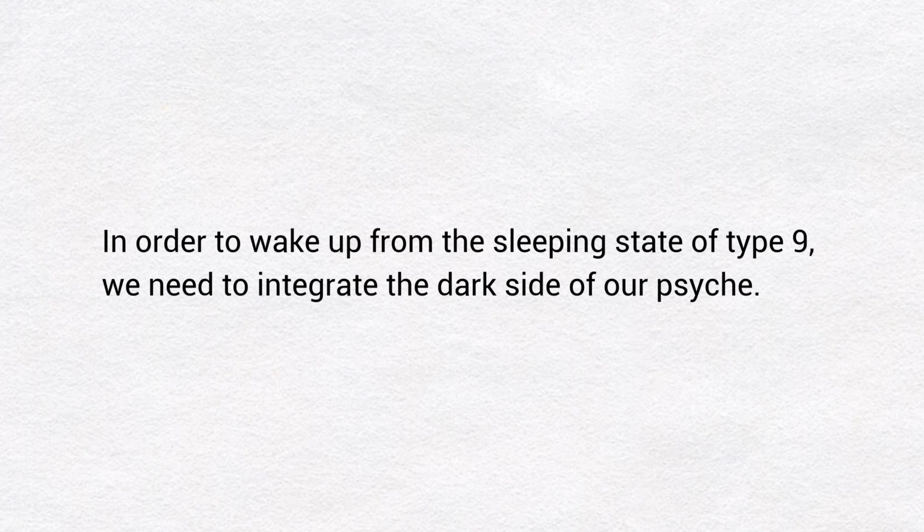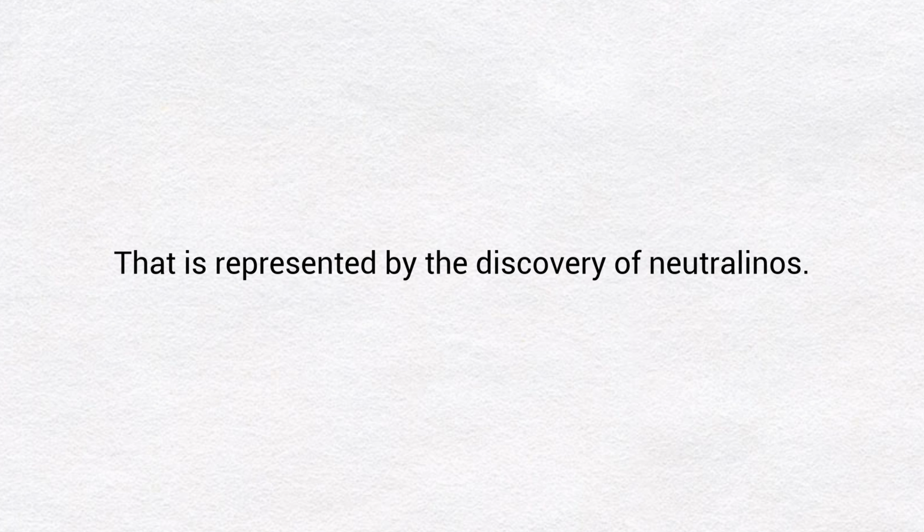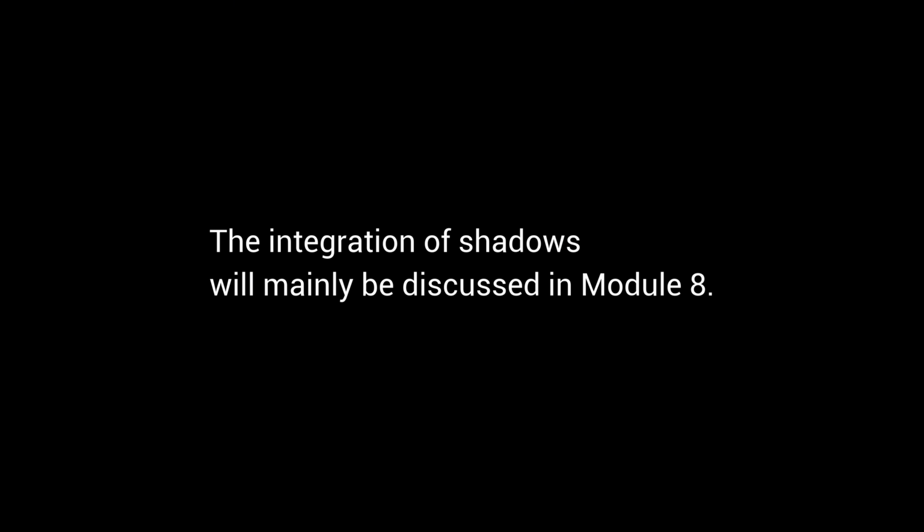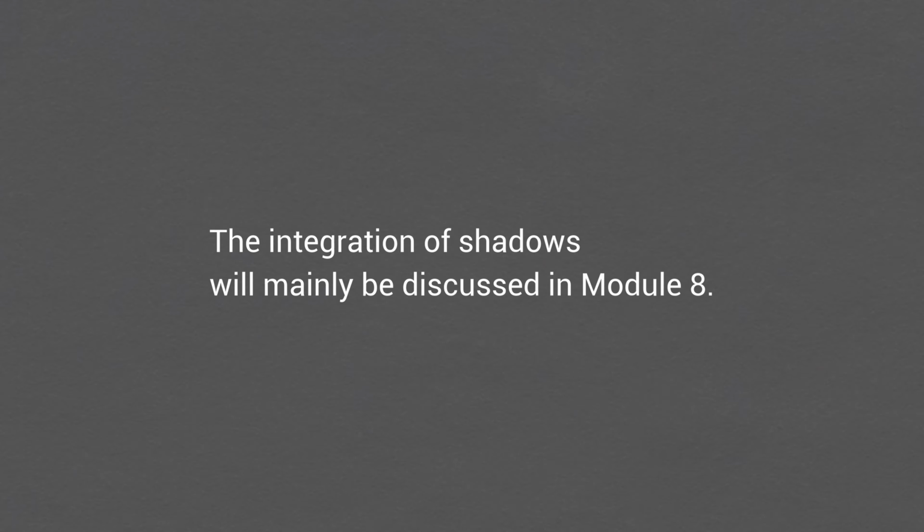In order to wake up from the sleeping state of type 9, we need to integrate the dark side of our psyche. That is represented by the discovery of neutralinos. The integration of shadows will mainly be discussed in Module 8.